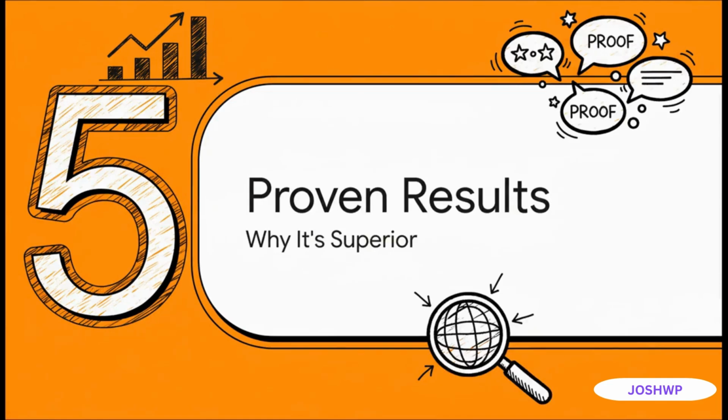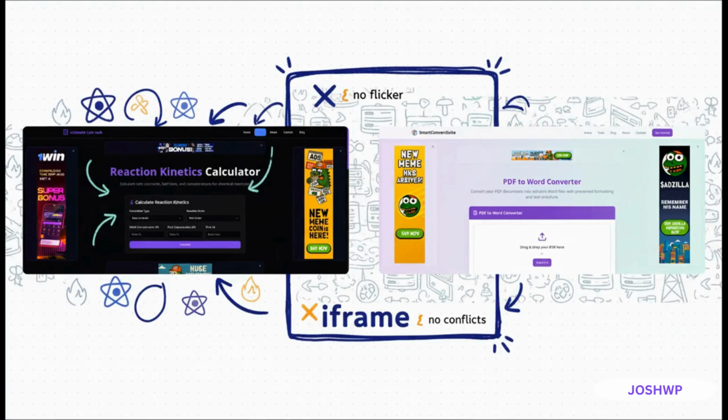So, the big question: does this actually work out in the wild? Let's look at the proof, and then we'll sum up why this method is just hands down the best way to do this. And would you look at that? Here it is, live and in production. On the left, you've got Ultimate CalCub. On the right is Smart Convert Suite. Both of them are modern React/Next.js apps, and both are running multiple Adsterra ads on the same page using this exact iframe method. It just works. No flicker, no fighting, just reliable ads.